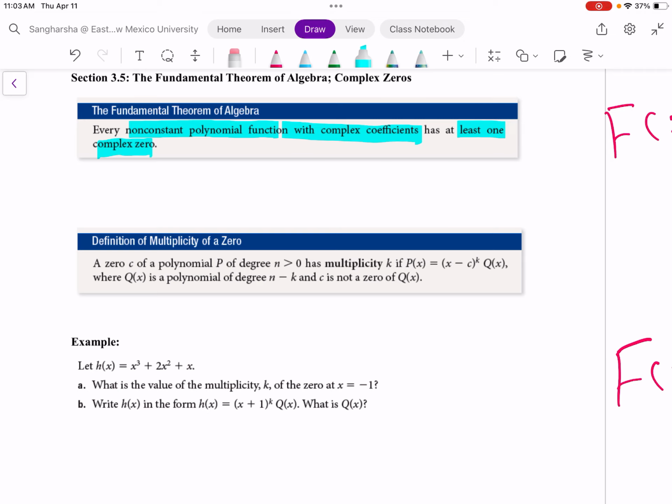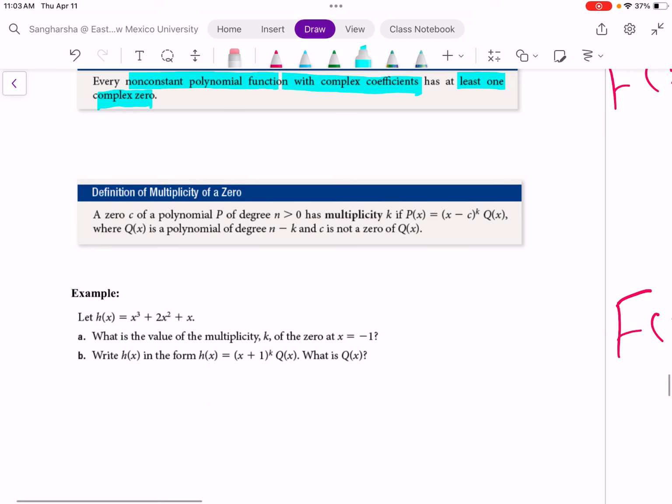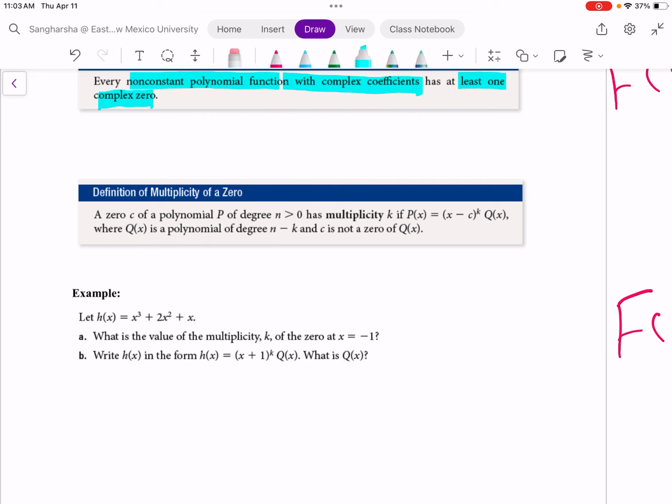So you have a function which is non-constant, and at least one coefficient of the function is a complex number. If that is the case, then we can always find at least one complex zero. It means we can always find one complex number whose output is equal to 0. That's the fundamental theorem here. Now, I don't want to go through this, so let me start with the example here.